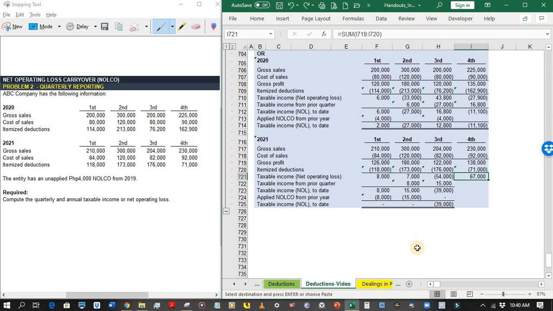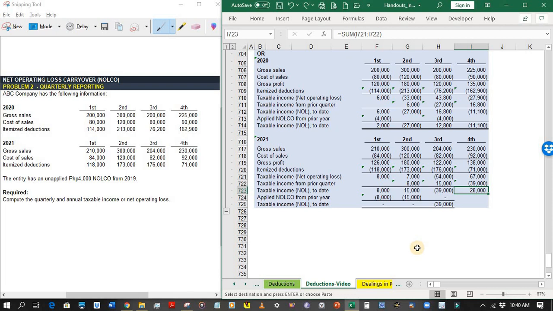And since we need to report a cumulative amount, we need to add the result of operation from January to September, which is 39,000 net operating loss. So for the year, the result is a taxable income of 28,000 pesos. And since this is already the annual report, this is already the final amount. So the final result of the year is a taxable income of 28,000. So this will define the amount of NOLCO to be deducted. And this is the final application of NOLCO for 2021.